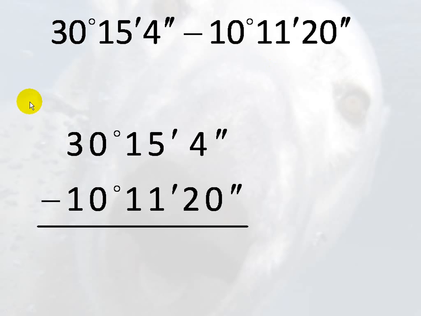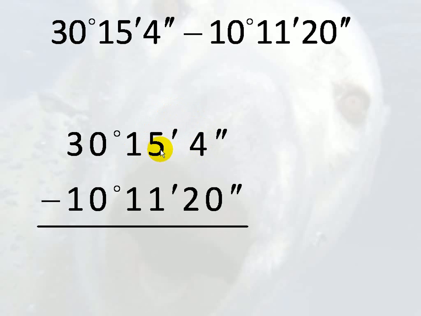So notice we have 30 degrees, 15 minutes, and 4 seconds minus 10 degrees, 11 minutes, and 20 seconds. Now here's the problem. We want to subtract these 20 seconds from these 4 seconds. Well, of course, that's not going to work. We're going to need to borrow because this top number is smaller than the bottom. So what we want to do is come over here to the 15 minutes and recognize this. If I just take one of these minutes and put it over here, that's the same as taking 60 seconds, right? Because 1 minute is 60 seconds.